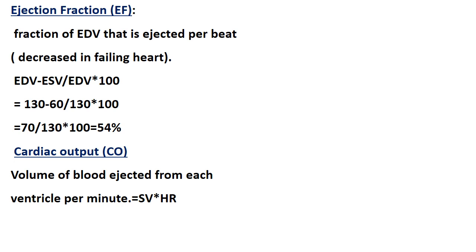Now coming to the cardiac output, this is another definition which you mix with the stroke volume very frequently. Whenever we ask you within the viva what is cardiac output, you give us the definition of stroke volume. Remember, the volume of blood ejected from each ventricle per minute is cardiac output, and its formula for calculation is stroke volume into the heart rate.